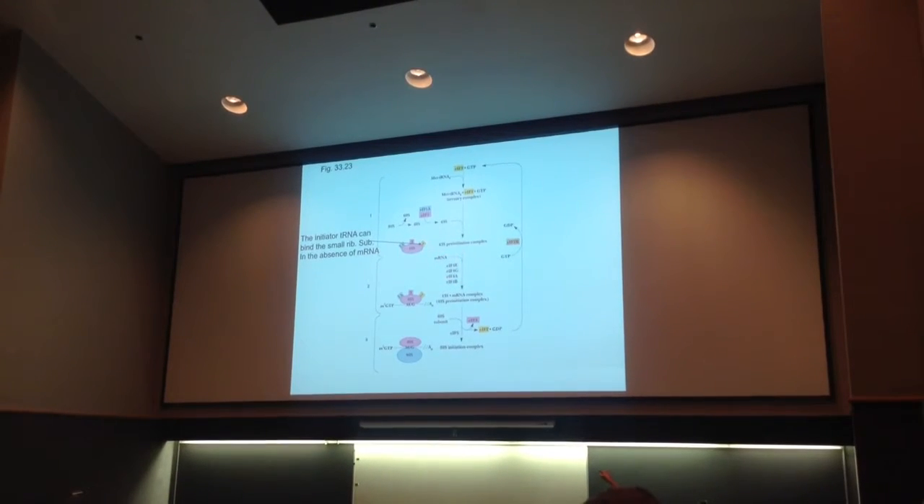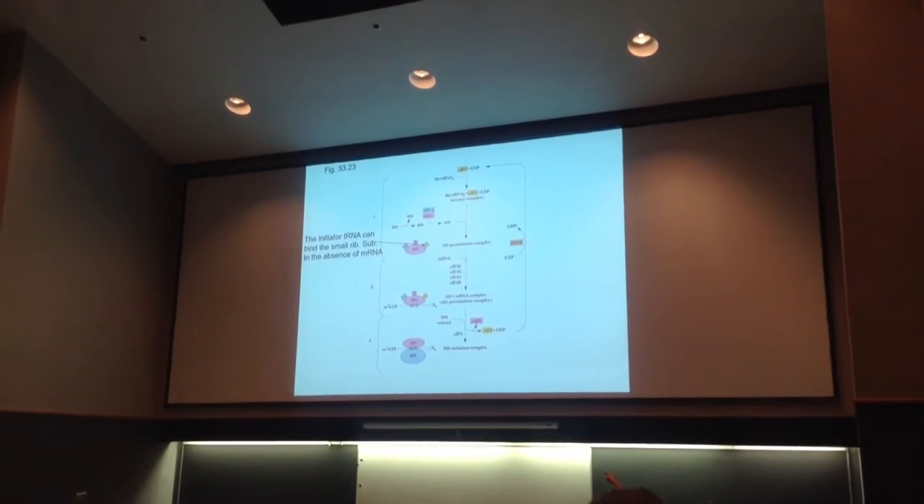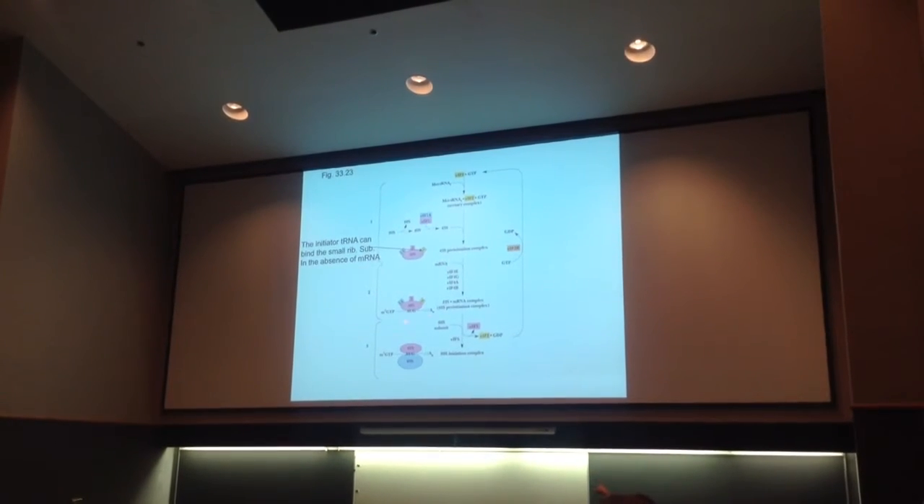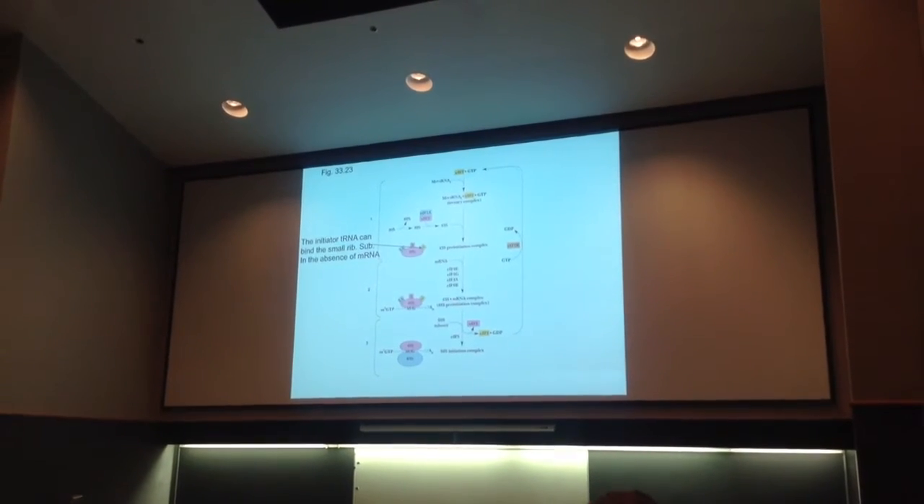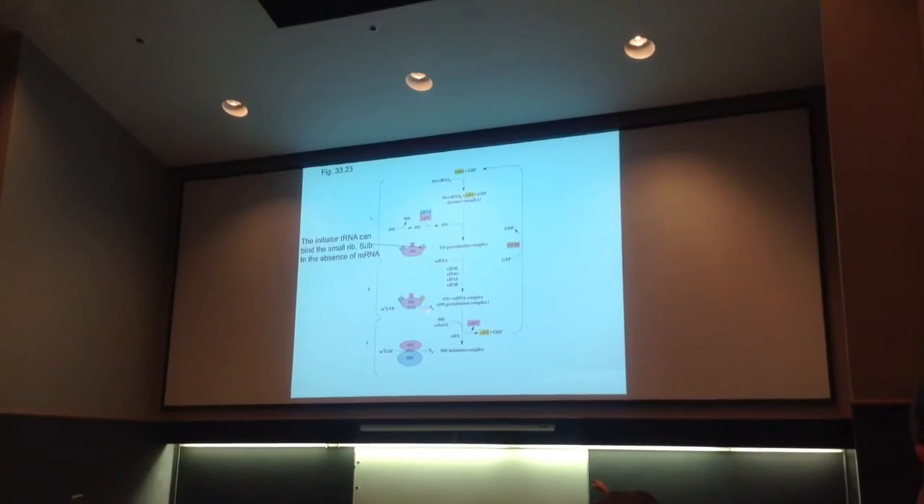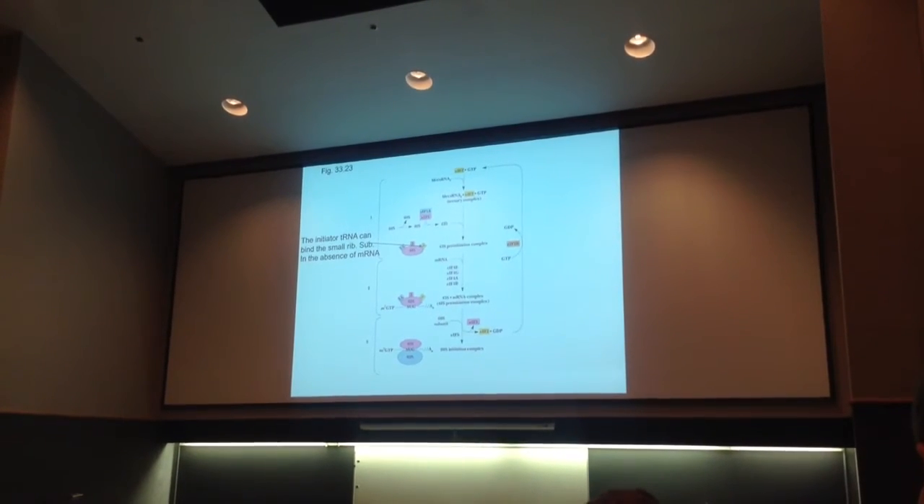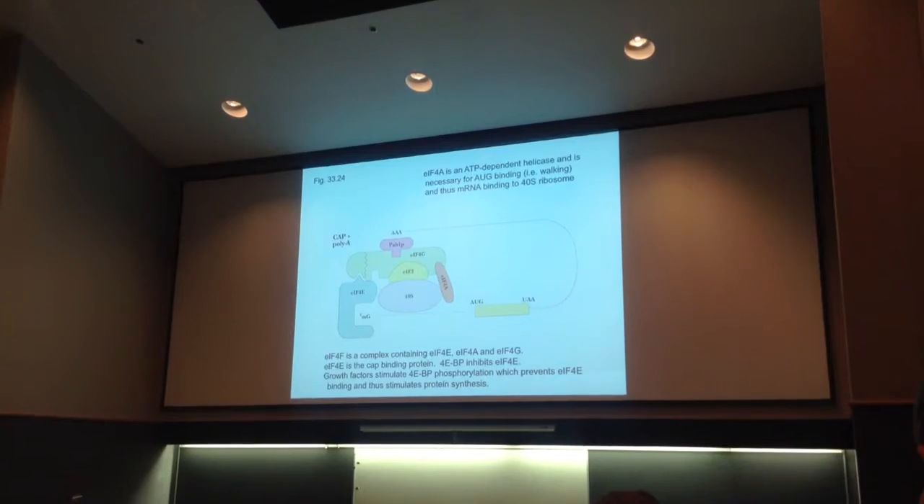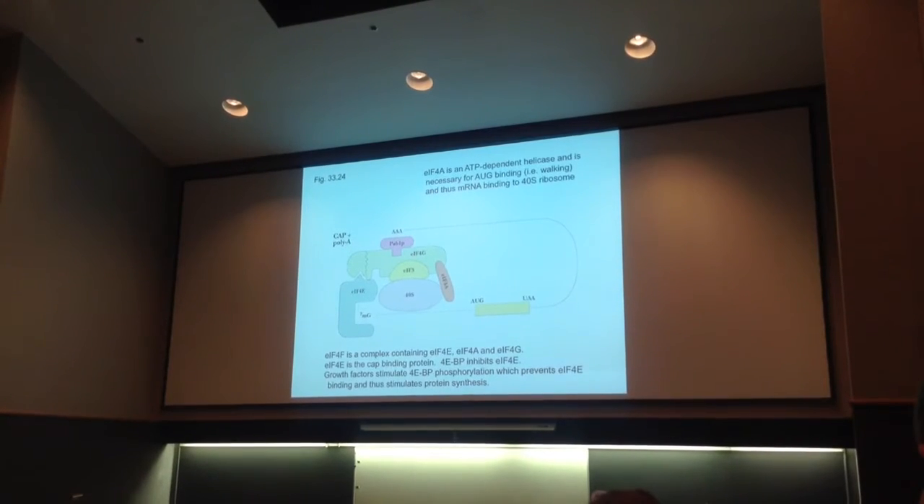Those actually recognize this and bind to the mRNA, and they form this intermediate complex, this 43S complex, that now has the ribosome, the messenger RNA, and the first tRNA in place. I'm going to show you that, but it's there. So here's the complex that forms.